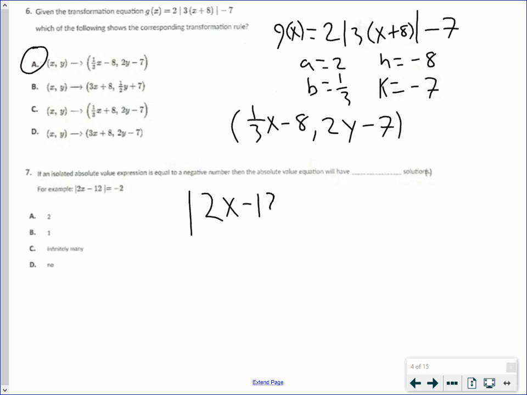absolute value of 2x minus 12 equals -2. How many answers will we have to this expression? In this case, it will be none, and that's because an absolute value turns everything to a positive number. So if we turn whatever's inside of the absolute value signs into a positive number, it will never be equal to -2, since a positive number will never equal a negative number. So for 7, the answer choice is no solutions.